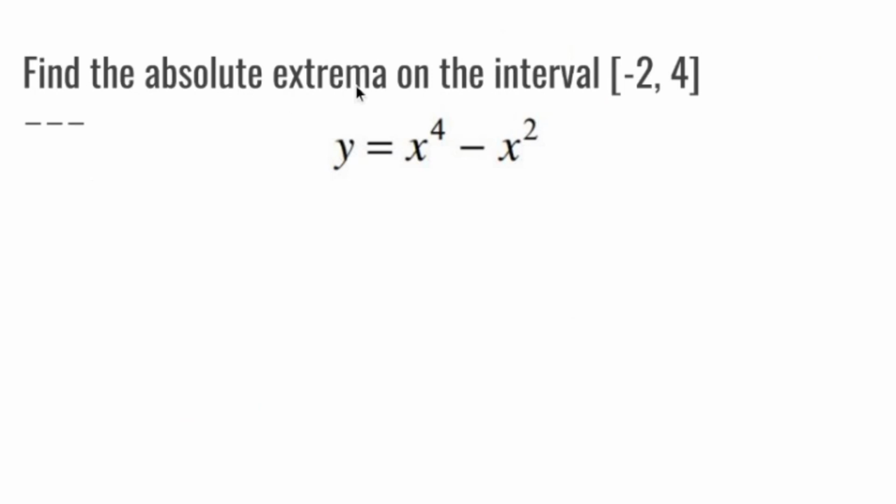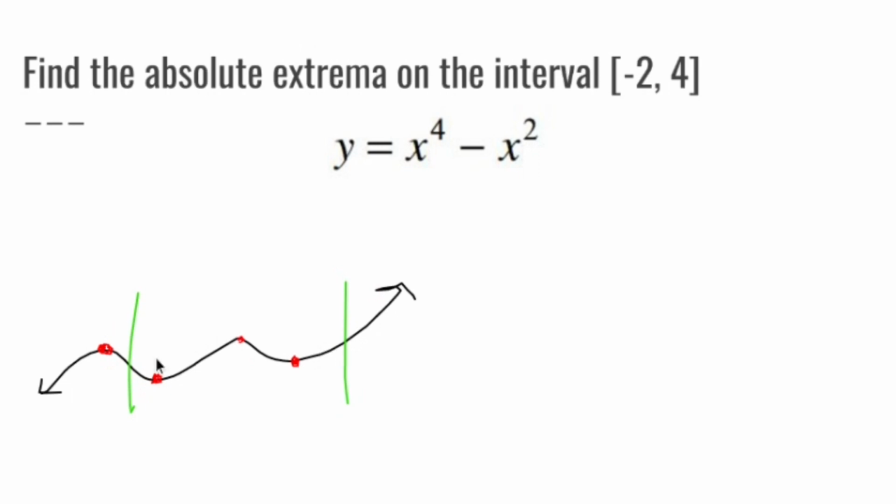Find the absolute extrema on the interval -2, 4. Now I'm just going to make a random picture. In a previous video, we talked about relative maximum or minimum. Relative extrema is like, there's a relative max and there's a relative min. Well, absolute means, what if I take all of this and we only care about between here and here.